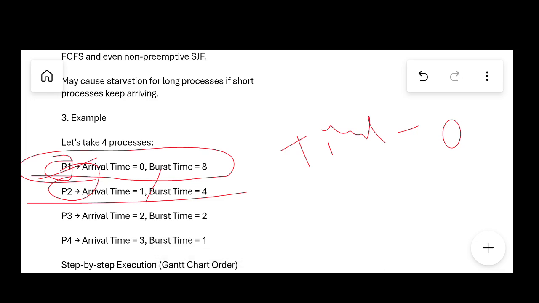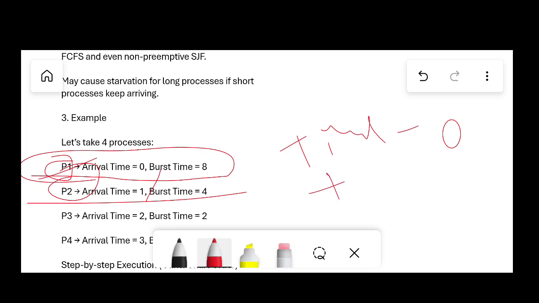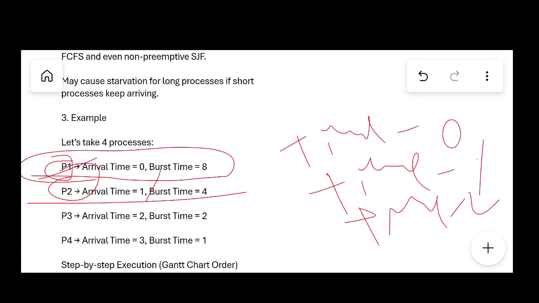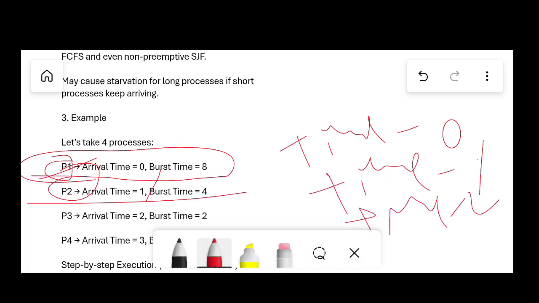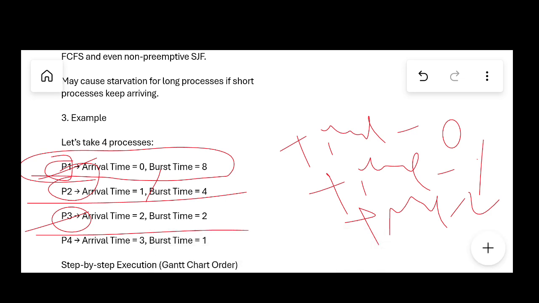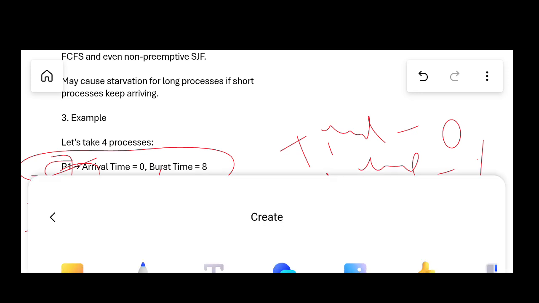Now time 2. P3 arrives. The remaining time of P2 is 3 and P3 is 2, so the CPU switches to P3. Always pick the job that can finish fastest. Then at time 3, P4 arrives. The remaining time of P3 is 1 and P4 is 1, so it is a tie. So continue P3 because it started earlier. It finishes at 4.